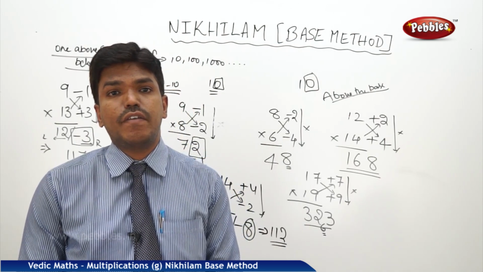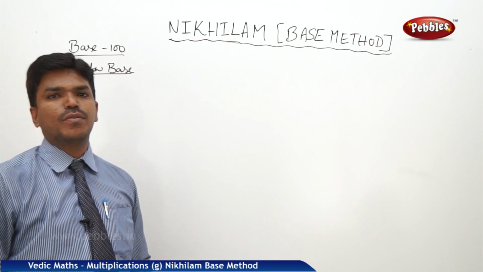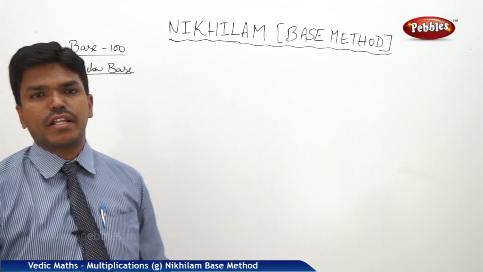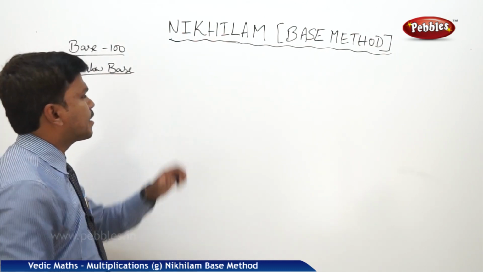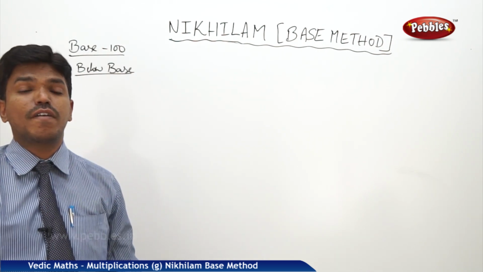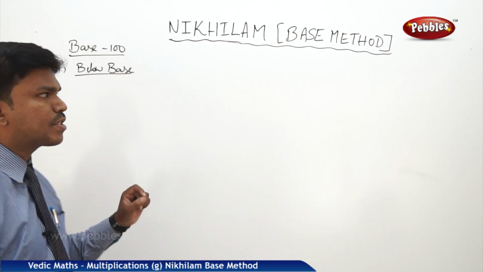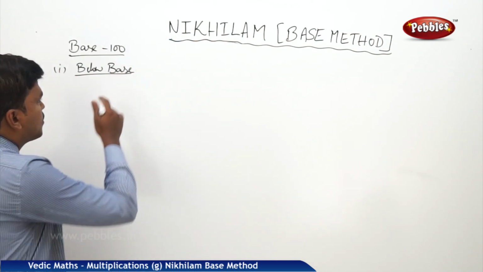How to calculate easily with the help of the base method or Nikhilam method. So in the base method we will see the next part, that is base 100. By taking base 100, how to calculate the numbers very easily which are very near to the base 100. Let us take the first case, that is below the base.